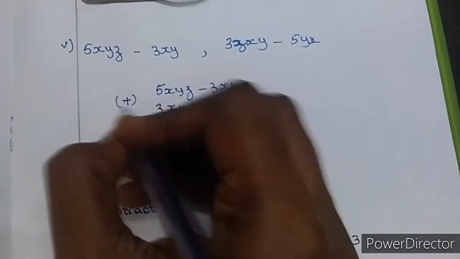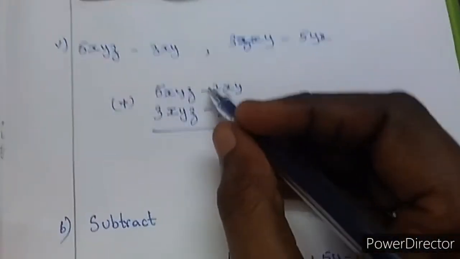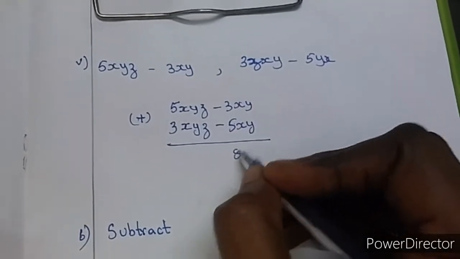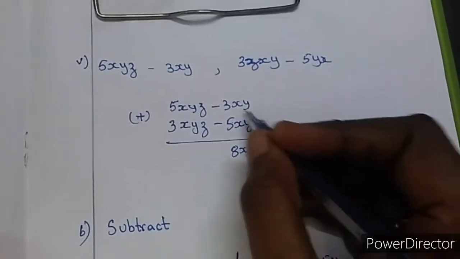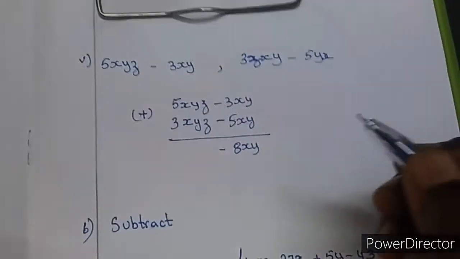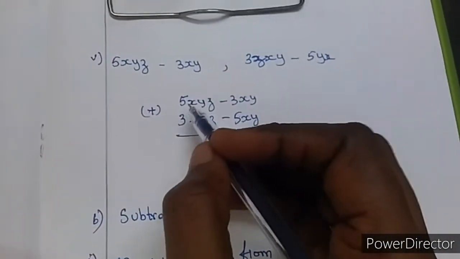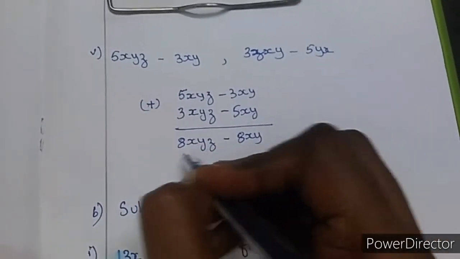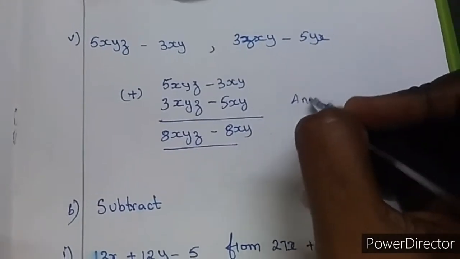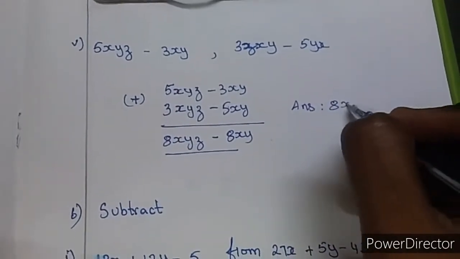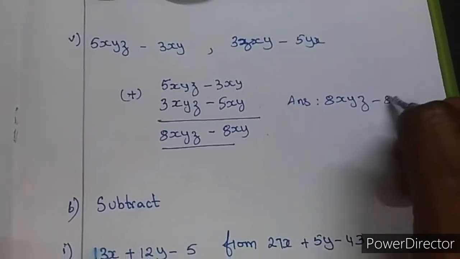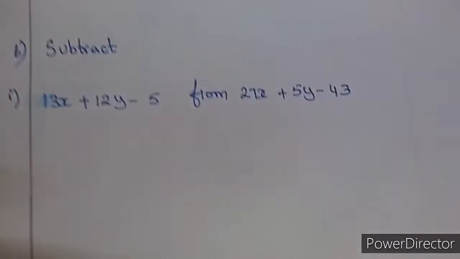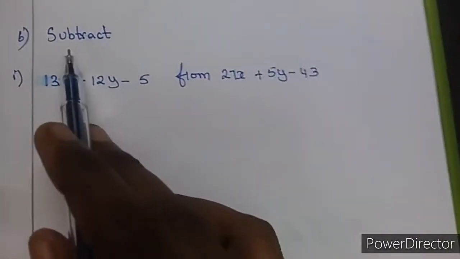Now find the sum of. We have to add these two expressions. Now minus into minus, we have to add these two numbers. So 5 plus 3, 8xy. Which number is greater? 5, sign for that is minus. Plus into plus, we have to add these two numbers. So 5 plus 3, 8, write the variable as xyz. So your answer is 8xyz minus 8xy.